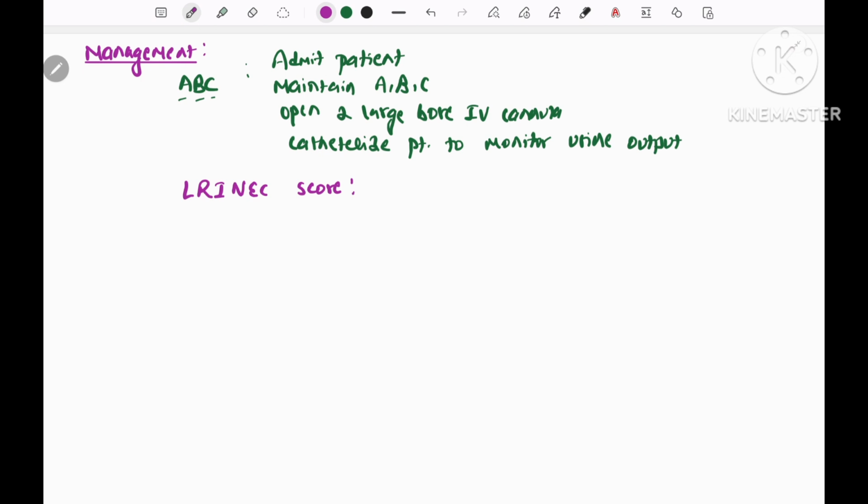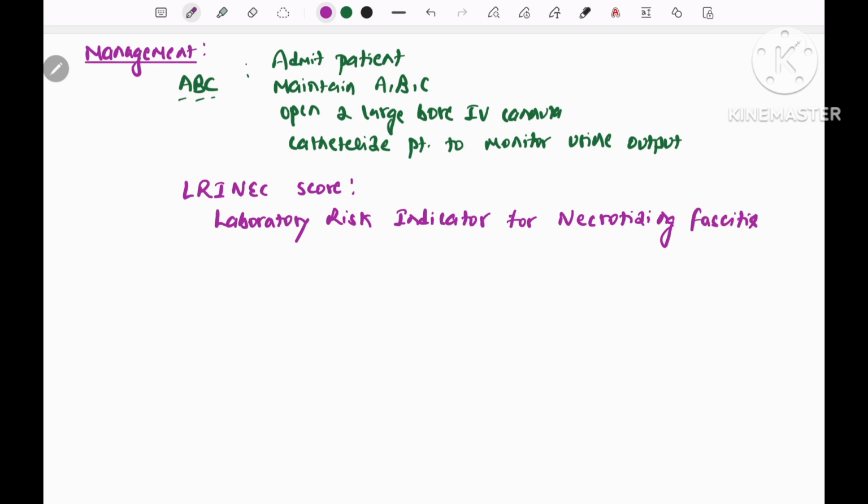LRINEC score, which means Laboratory Risk Indicator for Necrotizing Fasciitis. It is not for the diagnosis, but it is for the prognosis. Okay, so this is the LRINEC score.